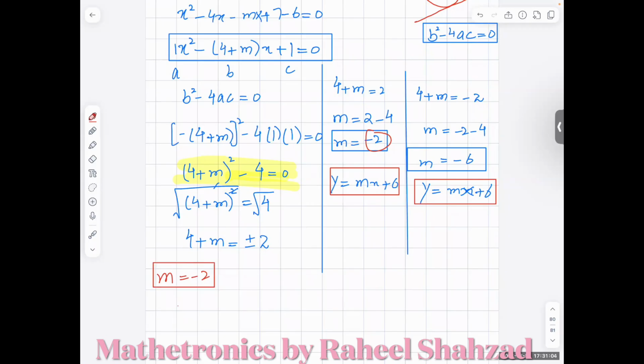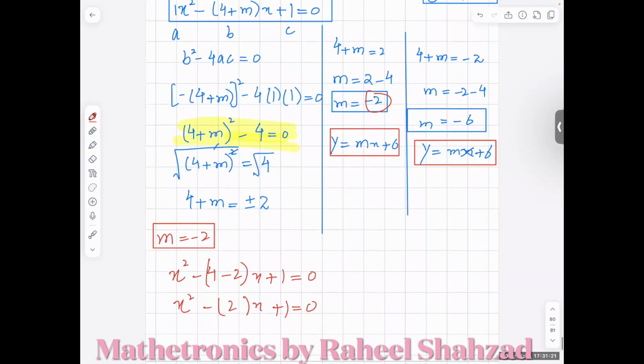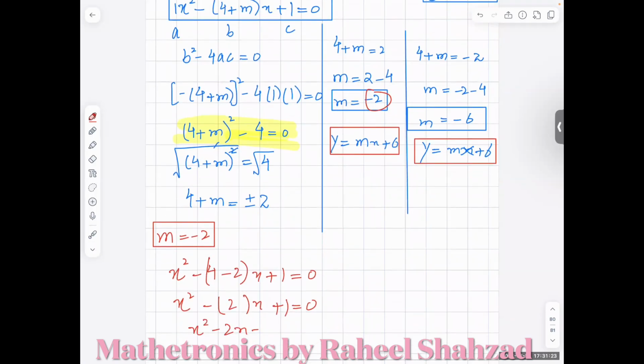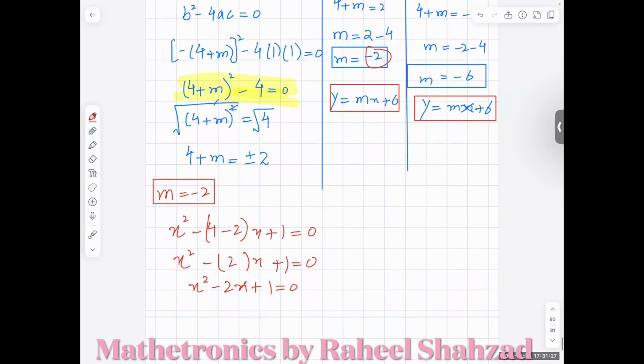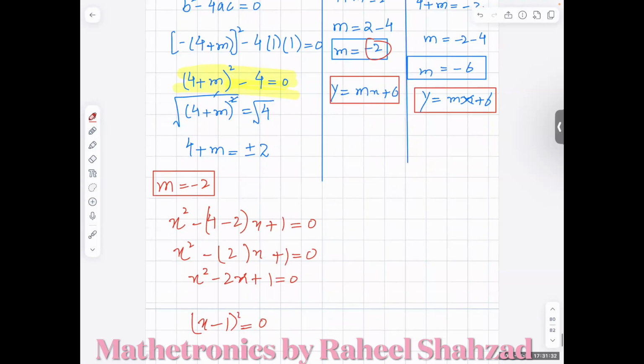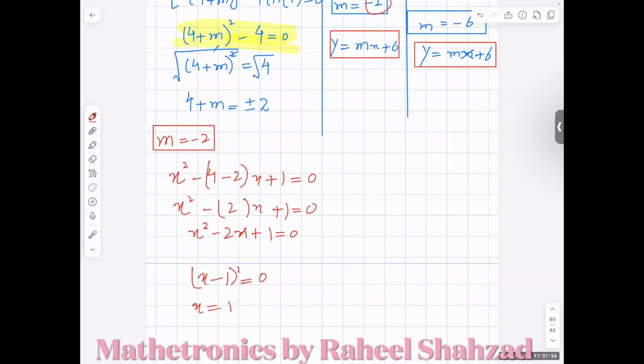When m is minus 2, so x square minus 4 is equal to 0... so x square minus 2x plus 1 is equal to 0. That is simply (x minus 1) whole square is equal to 0, giving us x is equal to 1.